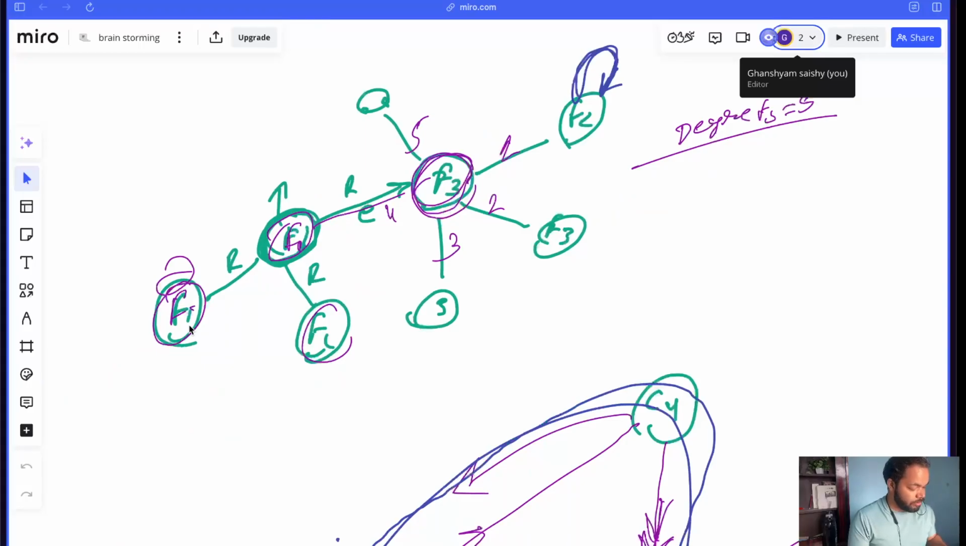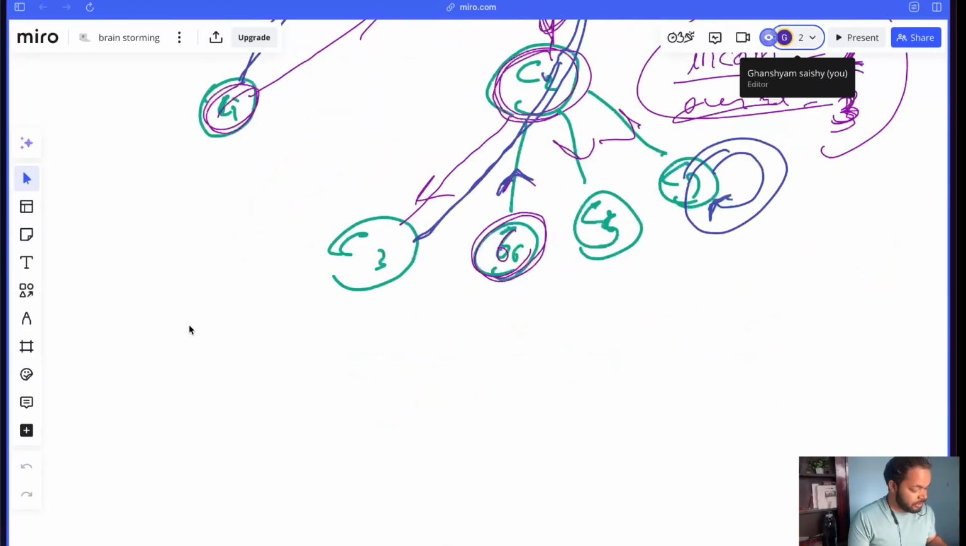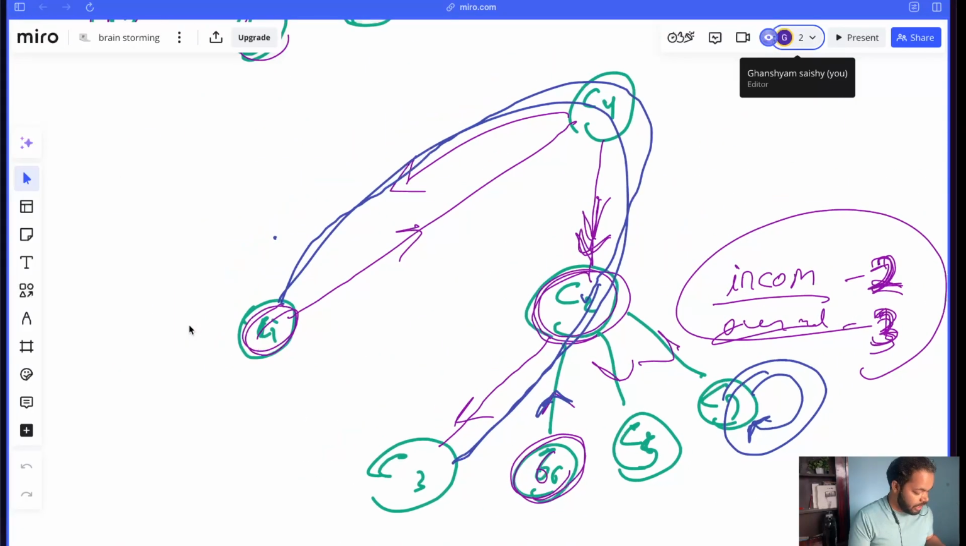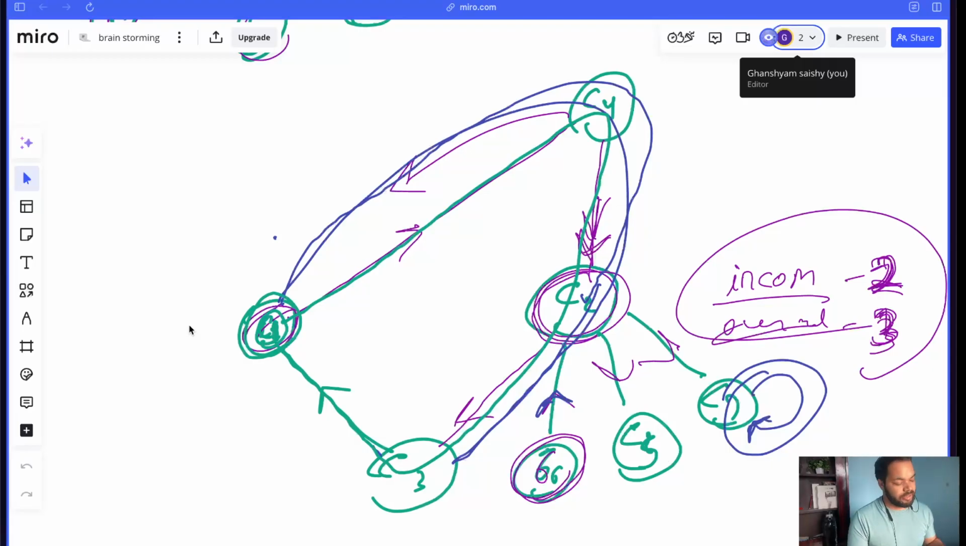And now let's talk about cycles. Suppose C3 got connected to C1 again. So it is a path which starts and ends at the same point. If we start from C1, go to C4, C3, and then again end at C1, that is a cycle.